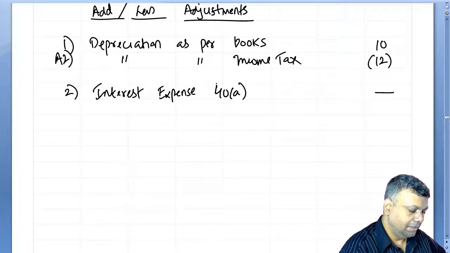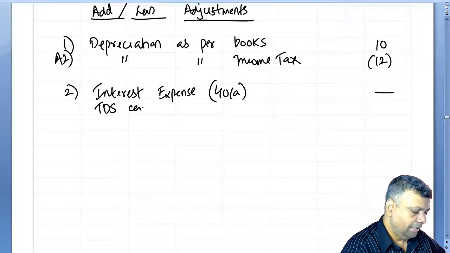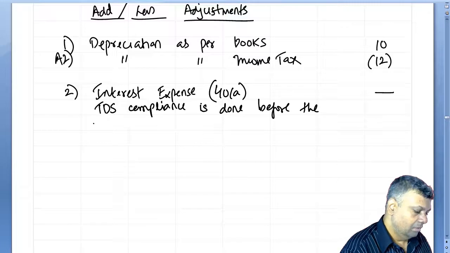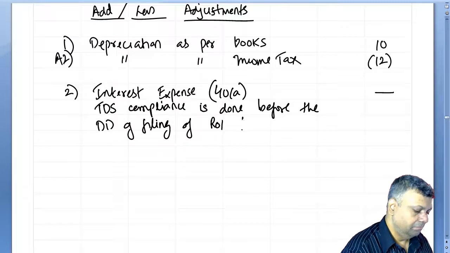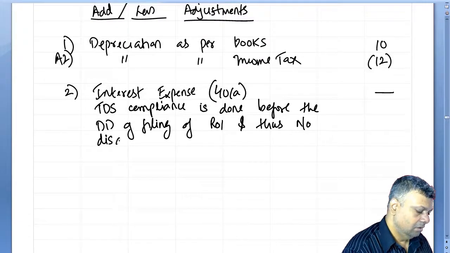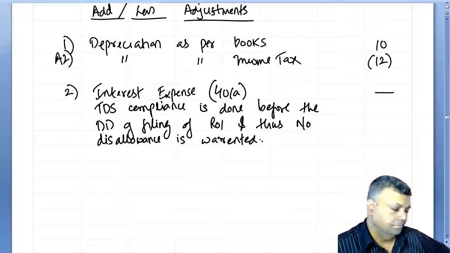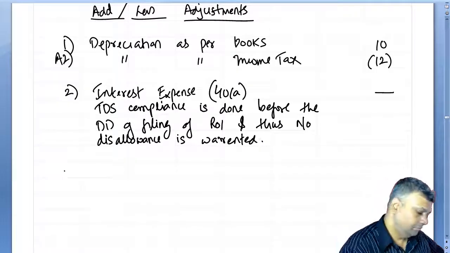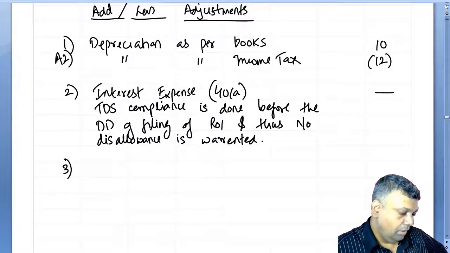If you want to note, you can note a section number, section 40A. TDS compliance is done before the due date of the filing of return of income, and thus no disallowance is warranted. Okay. Point number 3.